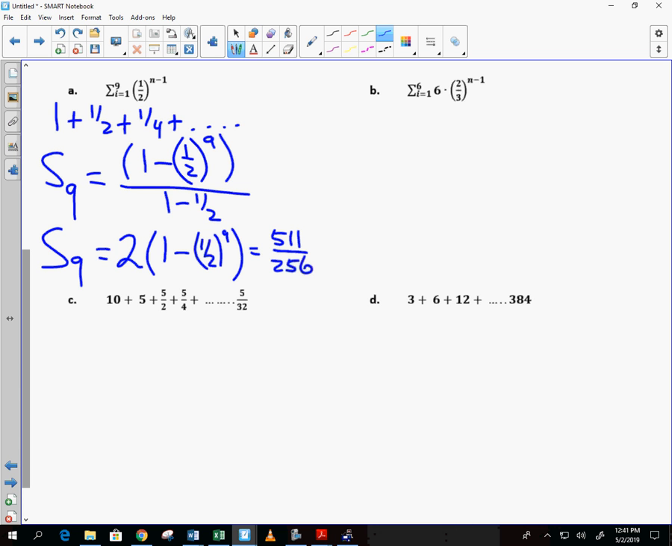Let's try the next one. What's the first term? Should be able to just look at it and see the first term. 6. What's the ratio? 2/3. So if you multiply 6 by 2/3, what do you get?